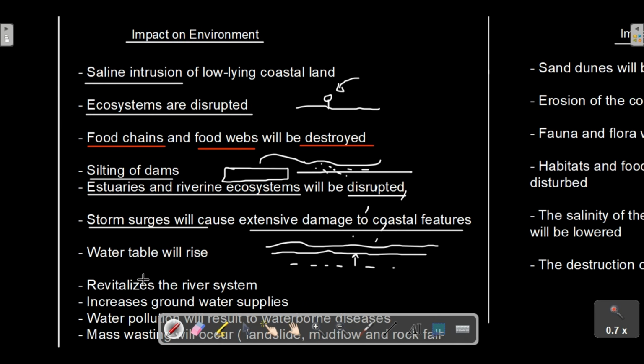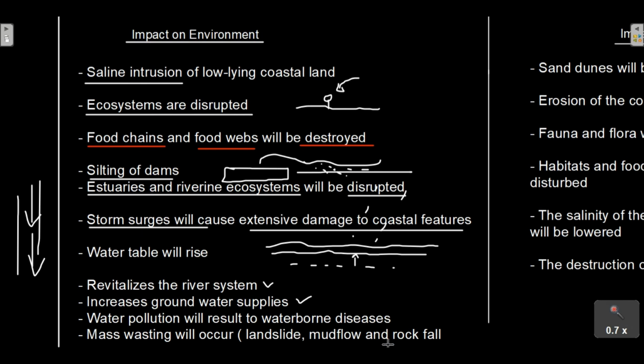Okay. It also revitalizes the river system. That means that it re-energizes it, gives it energy. Rivers will now flow at a higher speed. Okay, so that is what we mean by revitalization. Increases groundwater supplies, as I said, so that is the water table rising. Water pollution, which can result in waterborne diseases such as cholera.